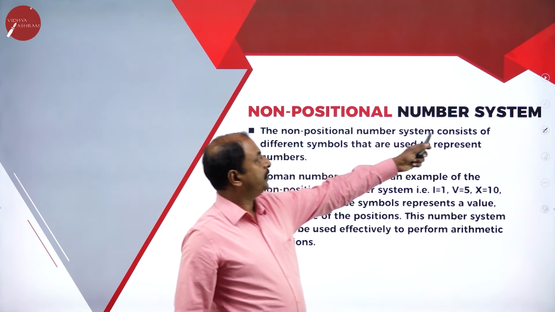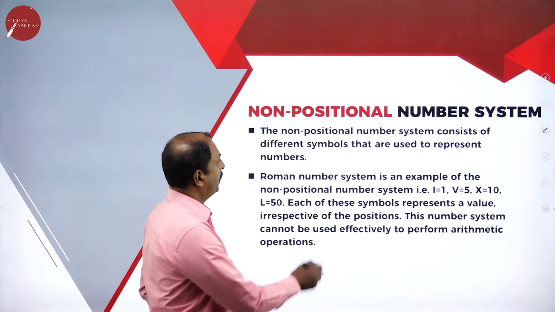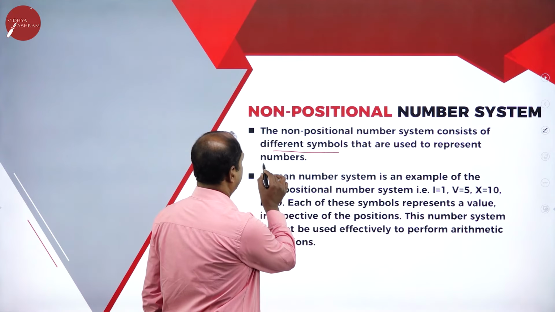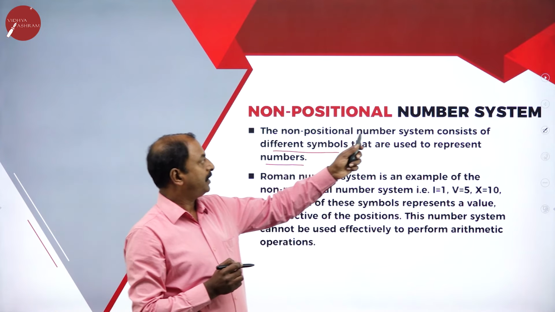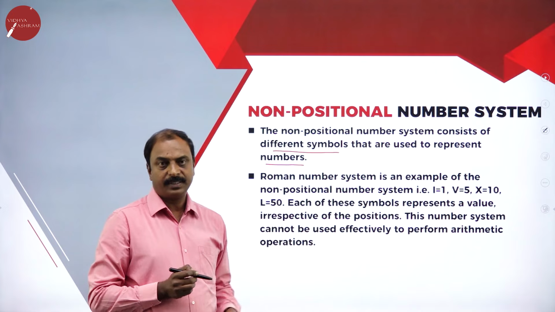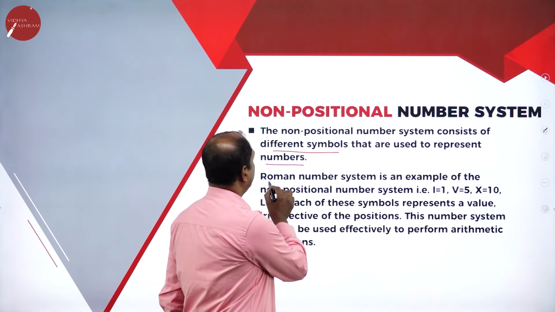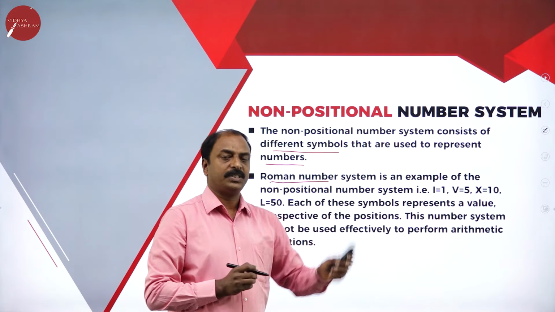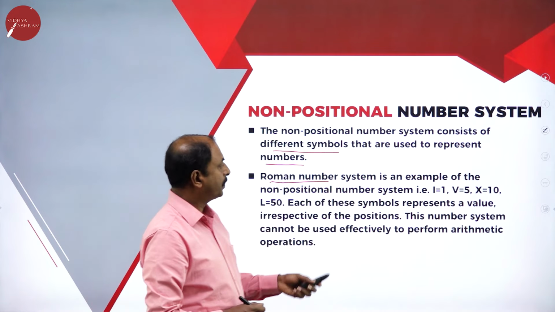What is a non-positional number system? The non-positional number system consists of different symbols that are used to represent numbers. So the first point is non-positional number system. They consist of different symbols to represent numbers. And here the Roman number system is an example of a non-positional number system. Now all of you know what Roman numbers are. Just look at the example.